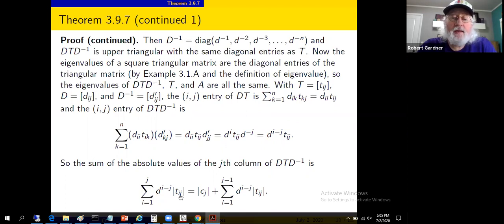jj, that would be the jth diagonal entry in matrix T. Matrix T has as its entries the eigenvalues of matrix A. So t sub jj will be c sub j, the jth eigenvalue of matrix A. We denoted the eigenvalues of matrix A as subscripted c's. That was just the notation in this proof. So we can peel off the i equals j term and get this c sub j, and here's the remainder of those terms.